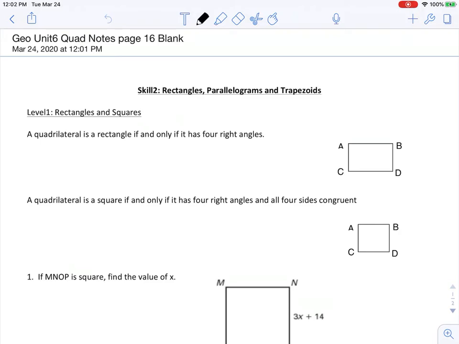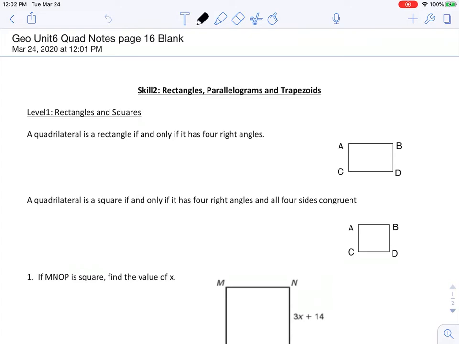Today we're going to learn about some properties of specific quadrilaterals, specifically rectangles and squares. And there's basically two main things that you need to know. So let's start with the rectangle. You notice there's a rectangle ABCD here given.